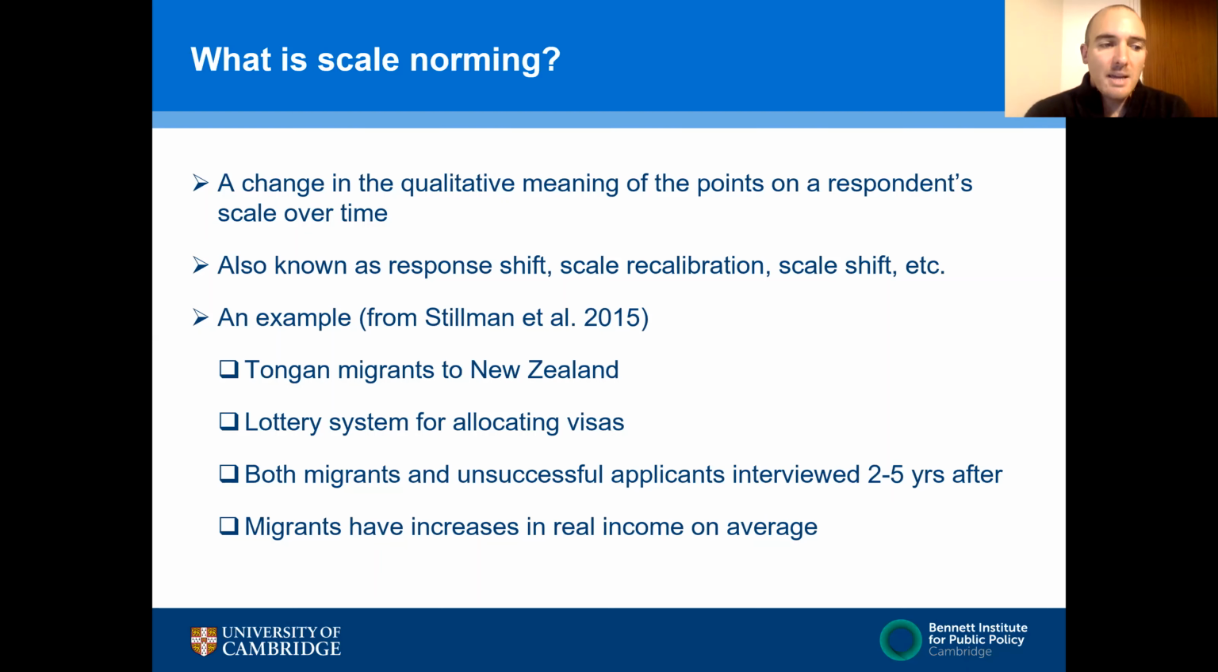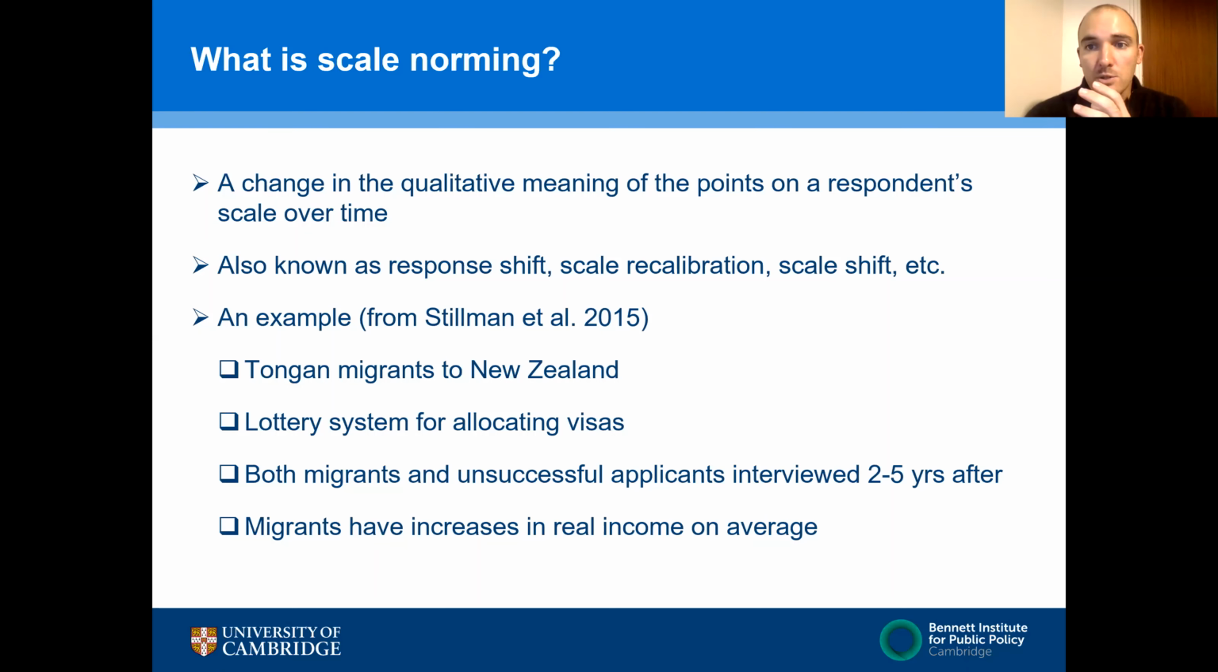Let me try to give an example from a study by Stillman et al. This is a study of Tongan migrants to New Zealand. New Zealand uses a lottery system to allocate visas to migrants from Tonga. So this is a kind of natural experiment setting. Both the migrants and the unsuccessful applicants are interviewed 2 to 5 years after the lottery. So 2 to 5 years after, some people are successful and they migrate to New Zealand and other people are unsuccessful and stay in Tonga.